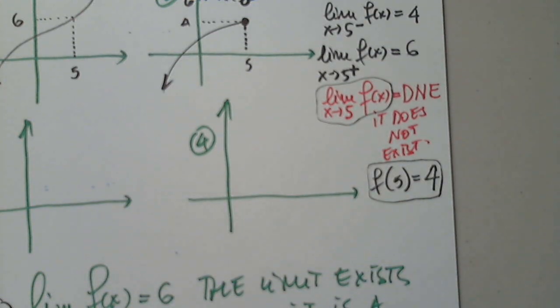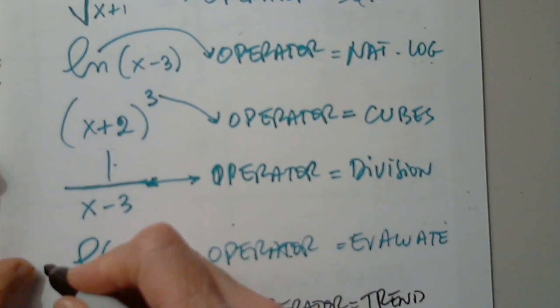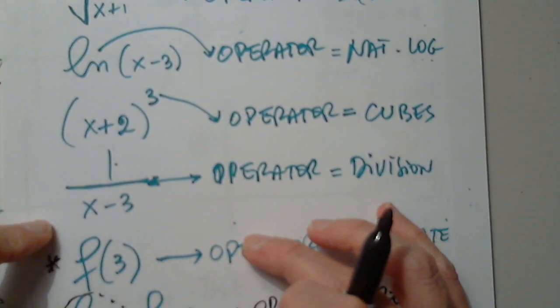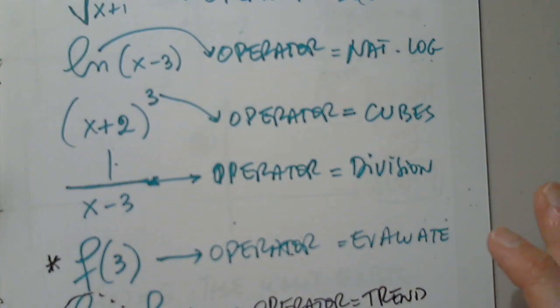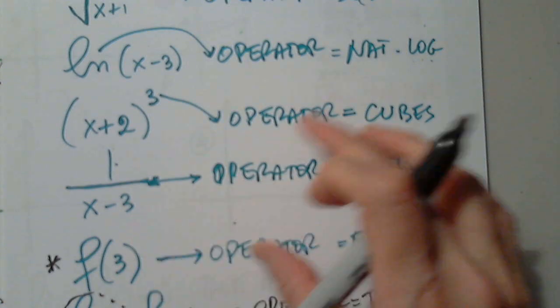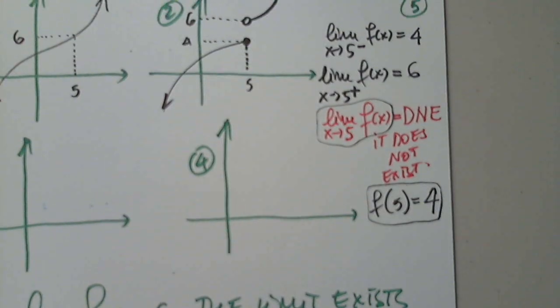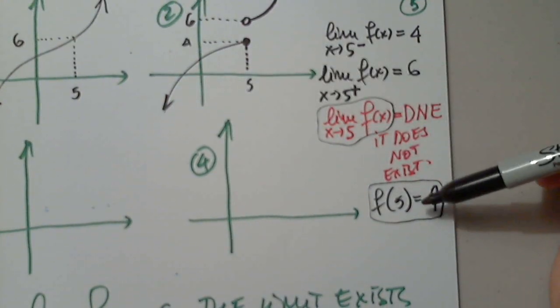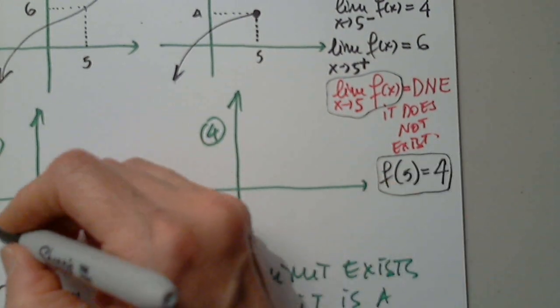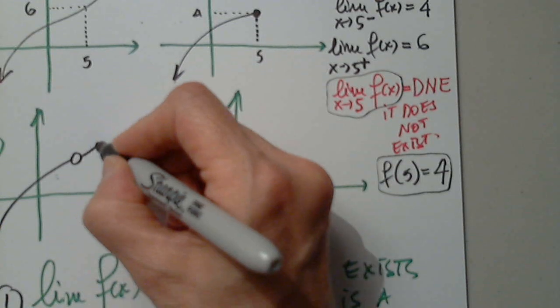So always remember, please, that's specifically why I put it separate. They're not the same. They're totally different operators. This one says evaluate at 3. This one says find the trend. They're not the same. So in this particular case, the limit doesn't exist. The function value exists. Here's my third option here.